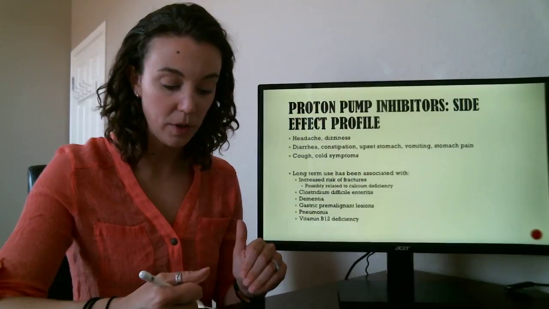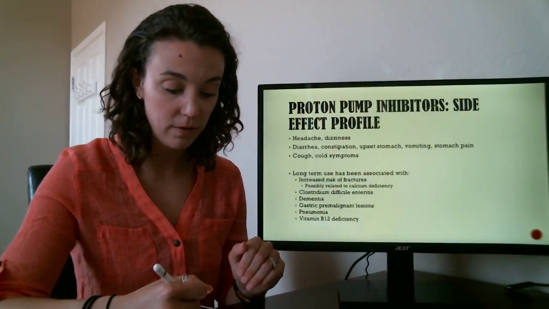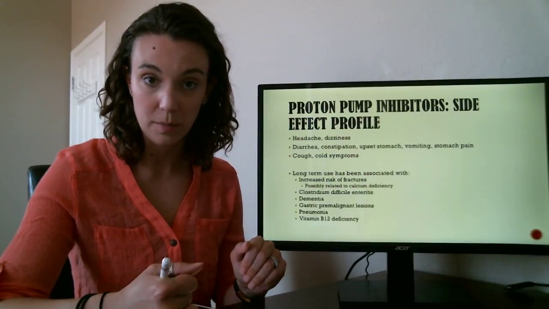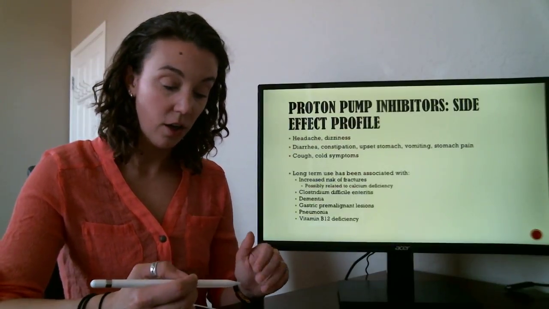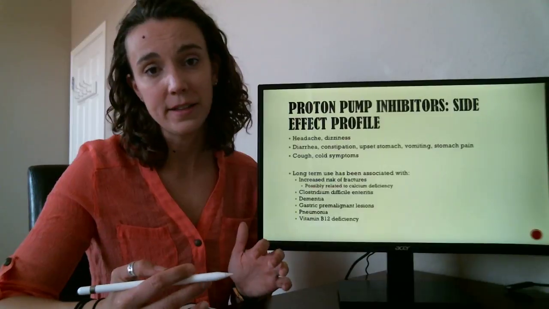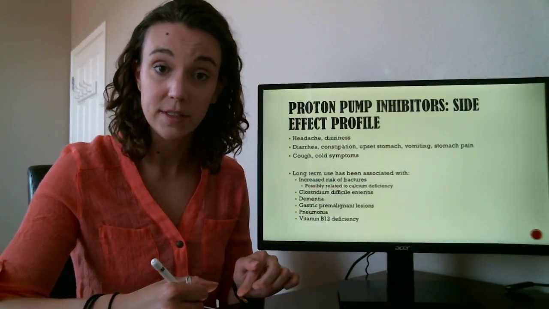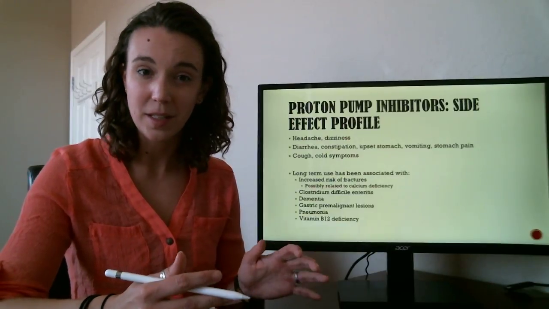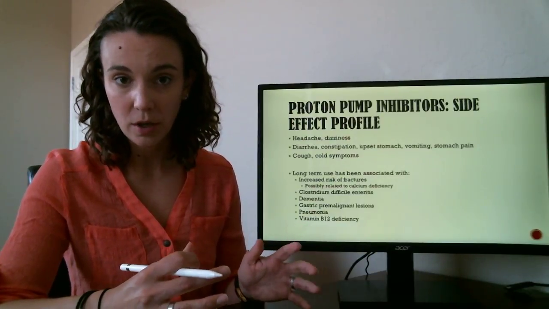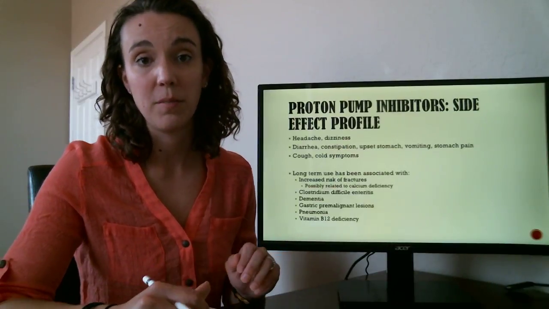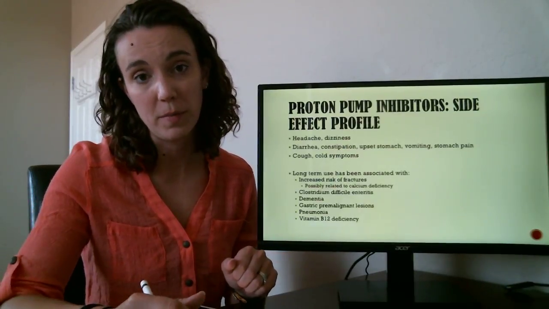So that changes your ability to absorb vitamin B12 and to absorb calcium, so that you can have an increased risk of fractures and vitamin B12 deficiency. Also, the lack of acid can change the flora within the intestines, and so you have a higher risk of C. diff enteritis. There's been some links to dementia, which is not very well understood yet, and there's gastric premalignant lesions and pneumonia that can be associated with long-term use of PPIs.